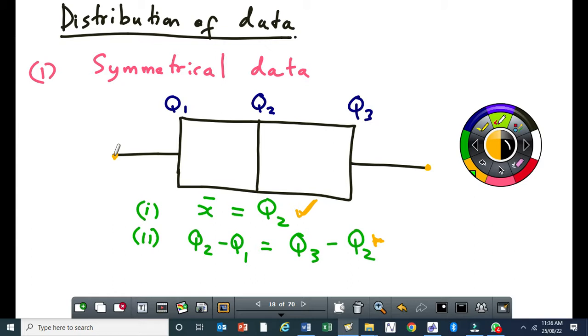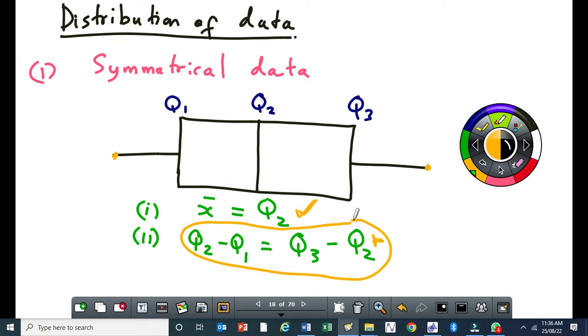So if the mean is equal to the median, but Q2 minus Q1 is not equal to Q3 minus Q1, are we still right in saying that the data set is symmetrical? Yes. As long as the mean is equal to the median, then we can conclude that the data set is symmetrical. There are some cases where, because of the minimum and the maximum, that can have an impact in terms of the distribution.